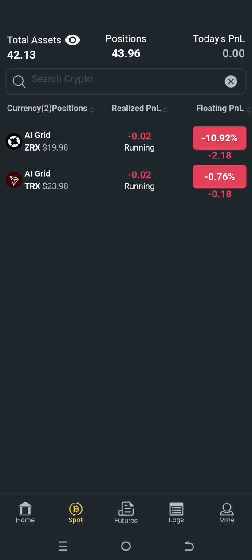Then here, today's PNL is because it is a new day. I have not yet made anything. It is only a few minutes into today's day. The time has been refreshed, so this is where you would see it from.